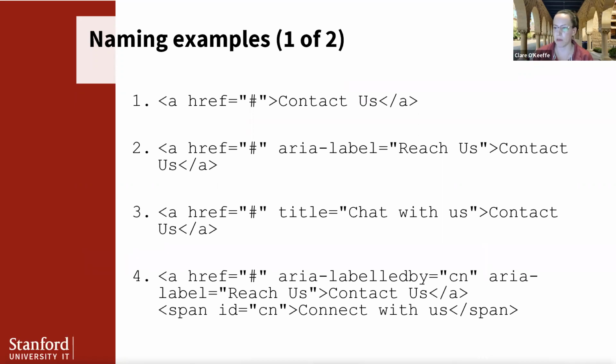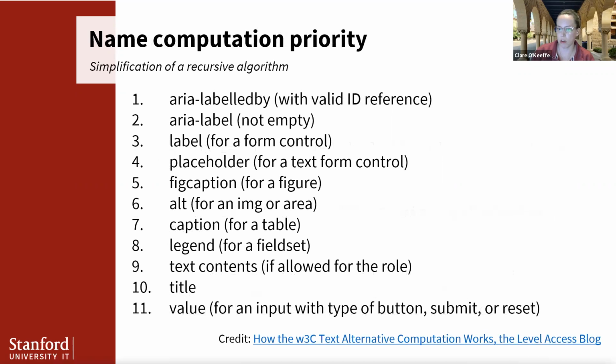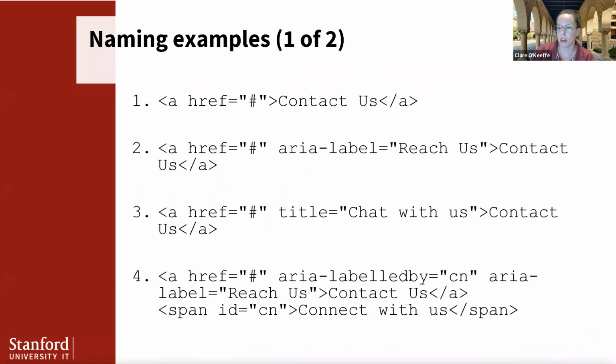So the accessible name of this is now going to be "reach us," not "contact us." For example 3, again, we've got the same kind of link with "contact us" as the text, but it has a title attribute. But going back to our previous slide of the order, title is number 10, and inner text content is 9. So the inner text content wins. It's going to be "contact us," not "chat with us."